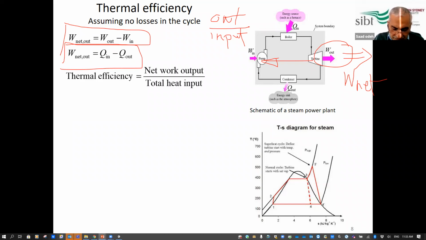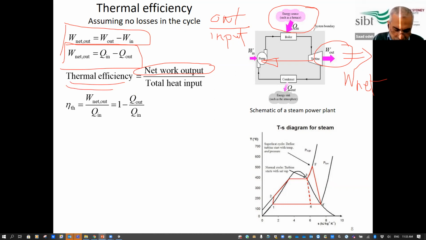Thermal efficiency is net work output divided by the heat input. The heat input, you can see here, is coming from burning fuel in the furnace. So I know the Q in and I know the work net. I can find the thermal efficiency of the system. So that's simply W net divided by Q in. And if I want to substitute W net with these two values, I end up with this efficiency equation. All right.